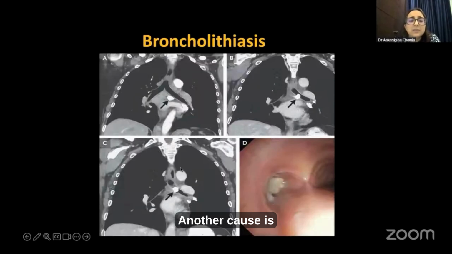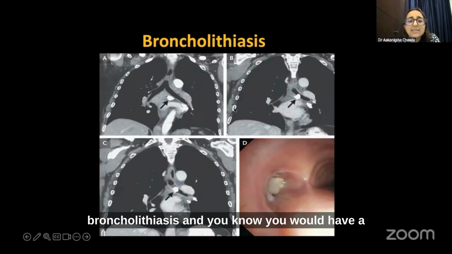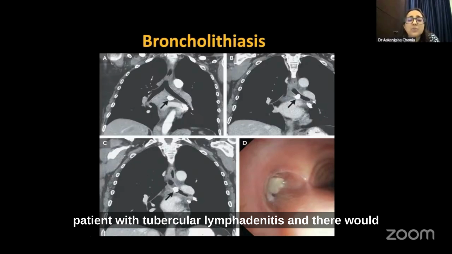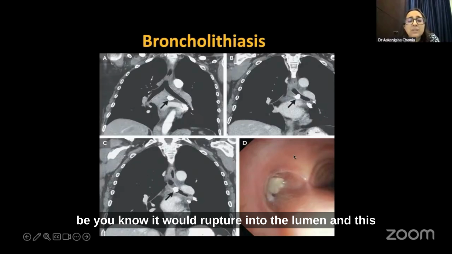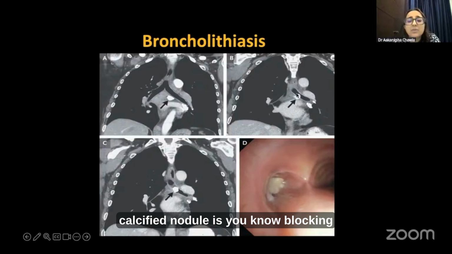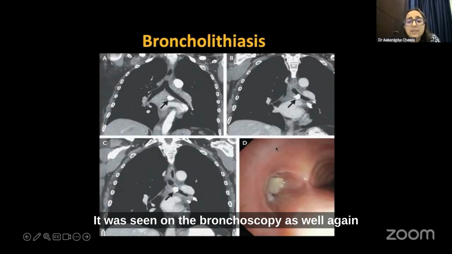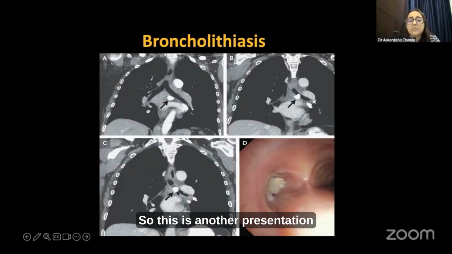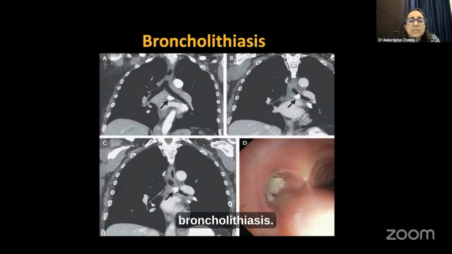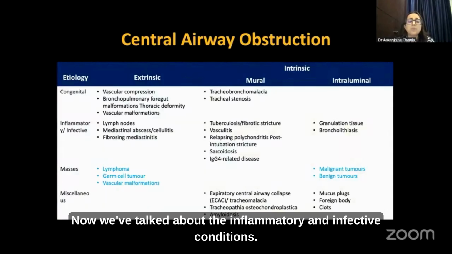Another cause is broncholithiasis, and you would have a patient with tubercular lymphadenitis, and it would rupture into the lumen, and as you can see here, characteristically, a calcified nodule is blocking the lumen. It was seen on the bronchoscopy as well. Again, a calcified nodule completely obstructing over here. So this is another presentation, broncholithiasis.